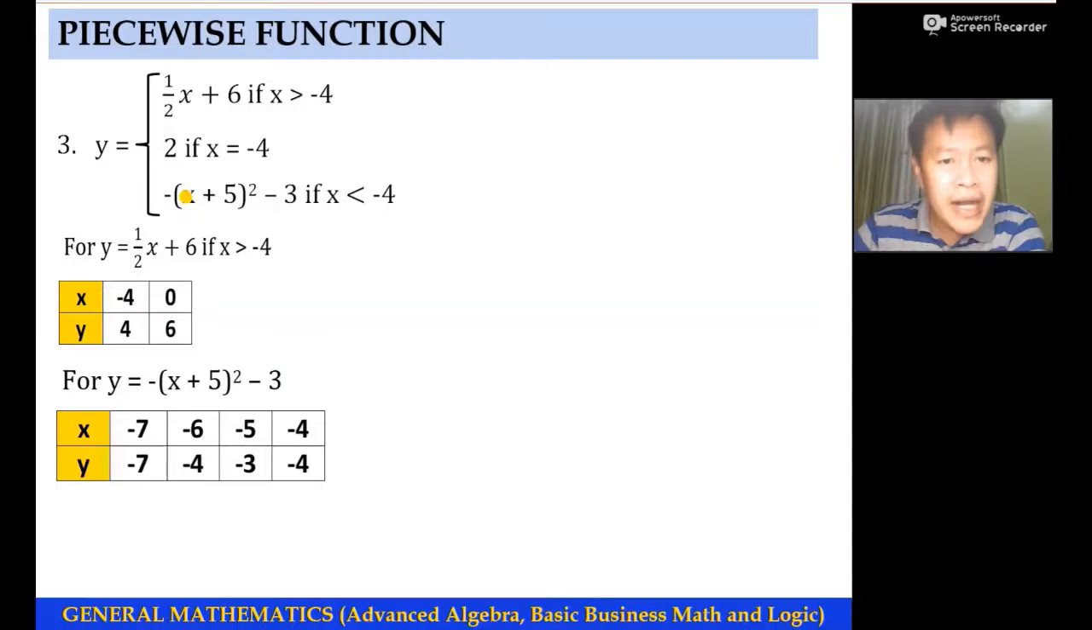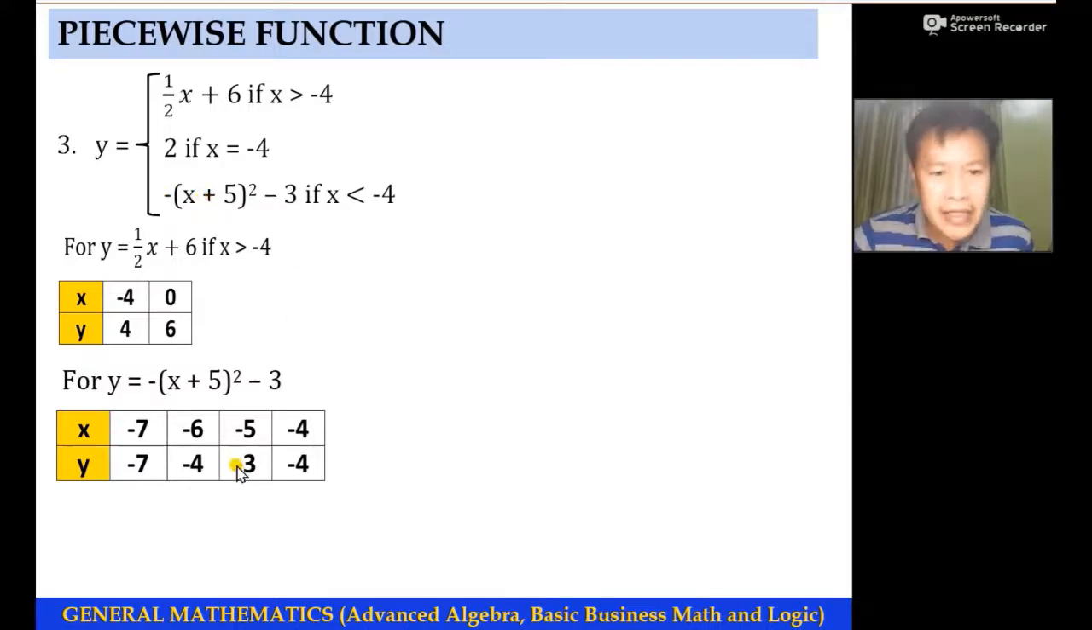Now, if x is equal to negative 4, we are going to substitute. Negative 4 plus 5 is 1. 1 raised to 2 is 1. 1 times negative 1 is negative 1. Minus 3 is negative 4. Now, if x is equal to negative 5, you don't need to solve it because it is the vertex. But we are going to check. Negative 5 plus 5 is equal to 0. 0 raised to 2 is 0. 0 times negative 1 is 0. 0 minus 3 is negative 3.